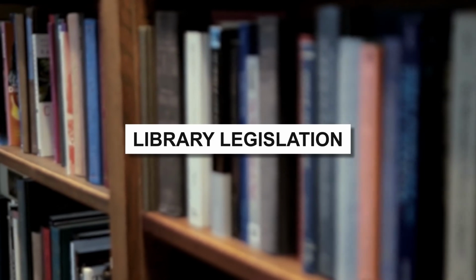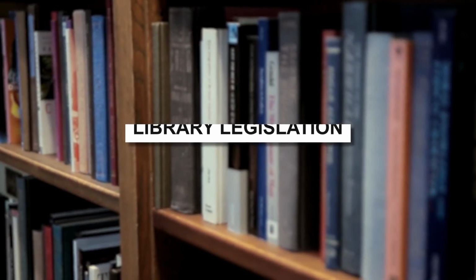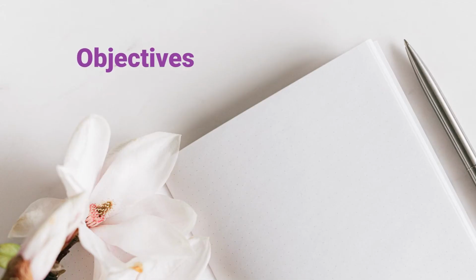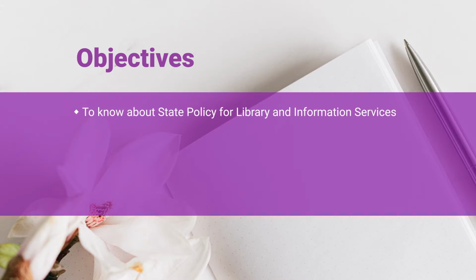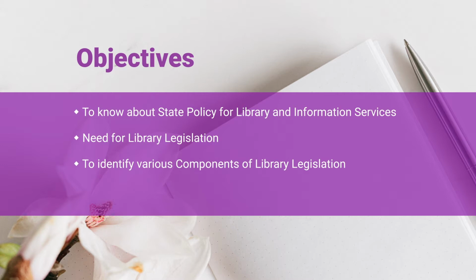Today, we will be discussing the library legislation and the state policy for library information services. Our objective of today's discussion will be to know about the state policy for library and information services. We will also discuss the need for library legislation, and then move on to identifying various components available under the library legislation. We will also discuss the various model acts and bills available for library information science.